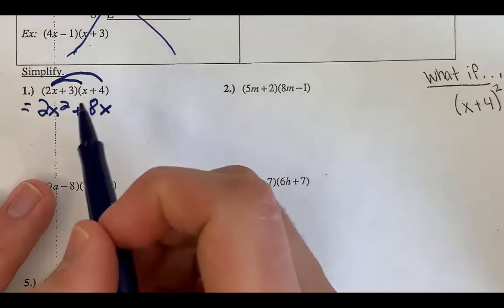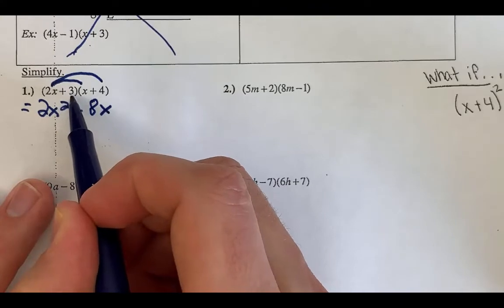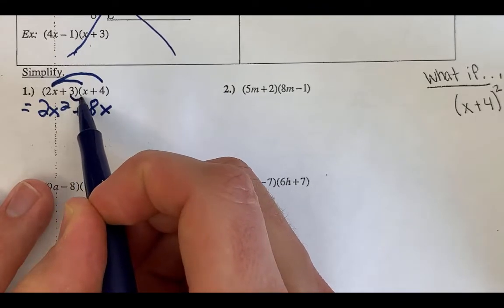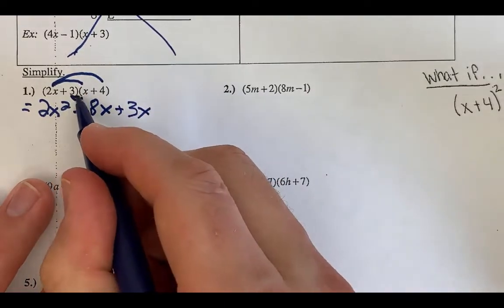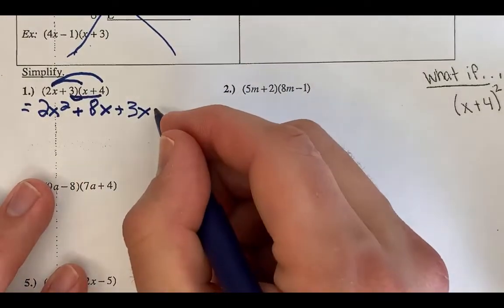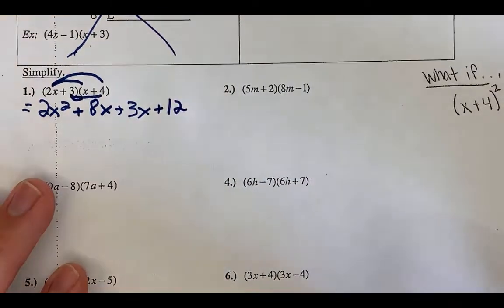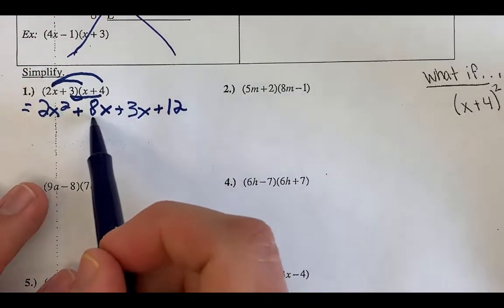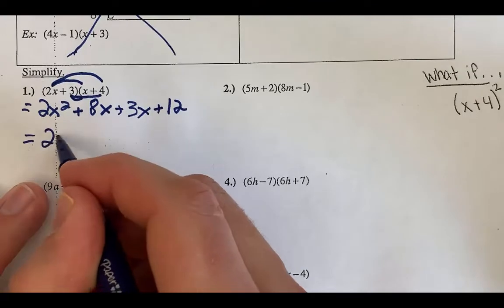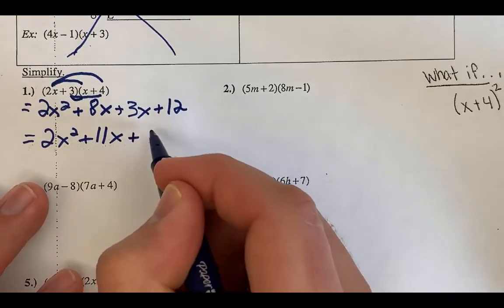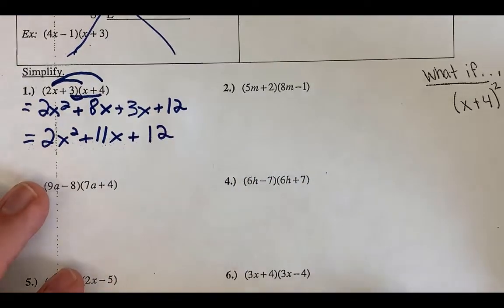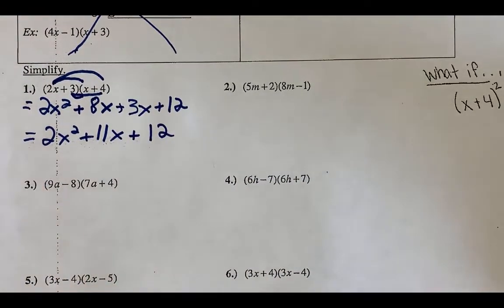And then I'm going to deal with the second term here, so this 3. I'm going to take 3 times x, so that's positive 3x. And then 3 times 4 is going to be 12. When I combine like terms, I just have to combine the 8x and the 3x. So I get 2x squared plus 11x plus 12. And that's my final answer. So what you should do now is go ahead and try number 2 and see if you get it right. So pause the video, try it.